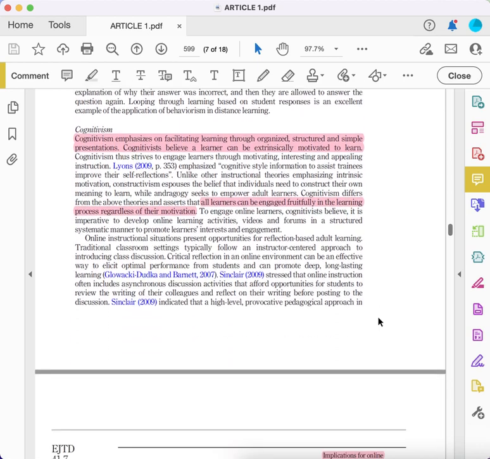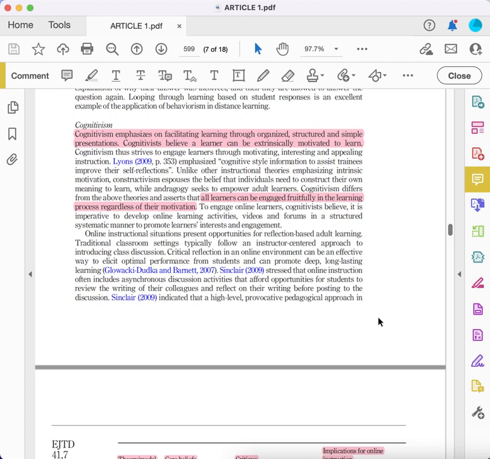All right, so cognitivism, we're thinking about organized, structured, simple presentations. They want you to really understand the deep content, but also give you a strategy. I enjoy strategy-based learning, and they believe that the learner can be extrinsically motivated to learn. Now, behaviorism also believes that. And so, when you see this, that means that there are external reasons why somebody might be coming to you, or you can provide external reasons to keep them coming to you.